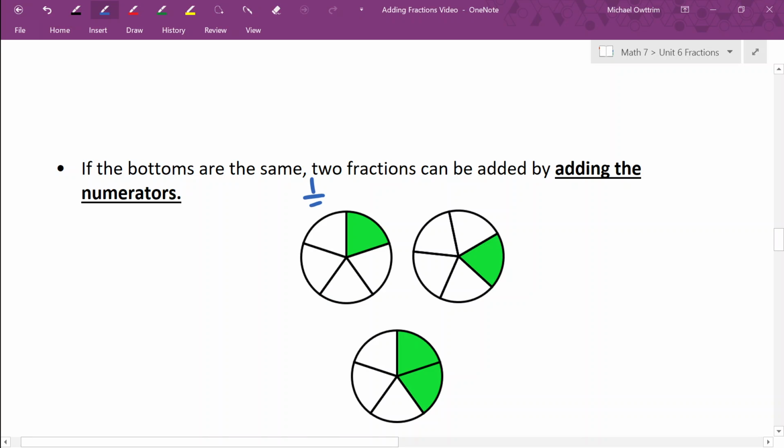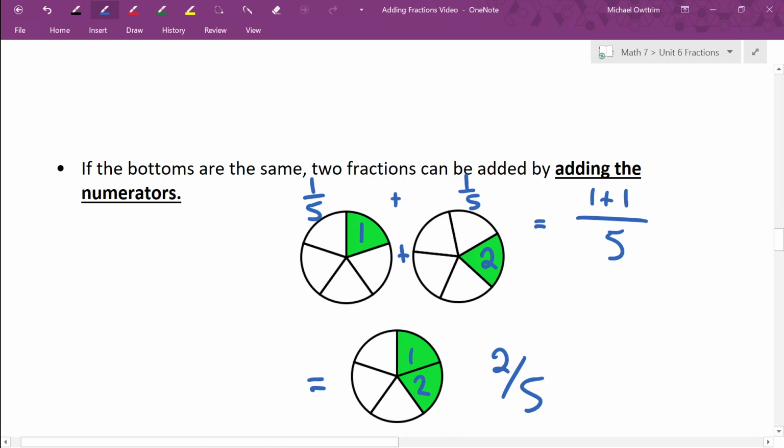So if we have something like 1/5 plus 1/5, both of these are shaped the same. Both of them are shaped as a fifth, and we can just count them up. There's 1 here, 2 here. That gives us 1, 2 in our answer total if we add those together. We could say our answer is 2/5. How do we get that? Well, we're going to go ahead and add the numerators, 1 plus 1.